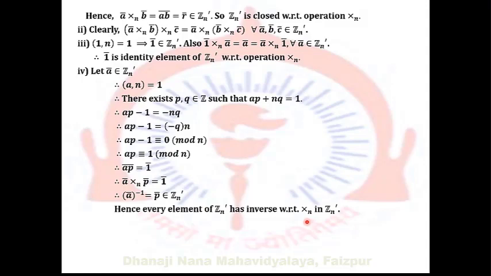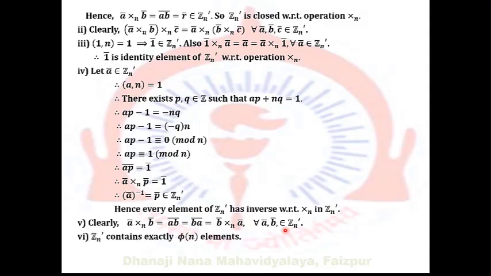So from these four properties we can say Zn dash forms a group with respect to the operation multiplication modulo n. Also we have clearly A bar multiplication modulo n B bar is equal to AB bar, that is equal to BA bar, that is equal to B bar multiplication modulo n A bar, for all A bar and B bar belonging to Zn dash. So this operation multiplication modulo n is commutative.